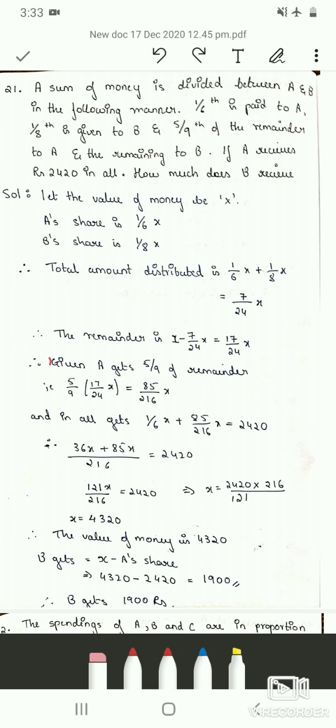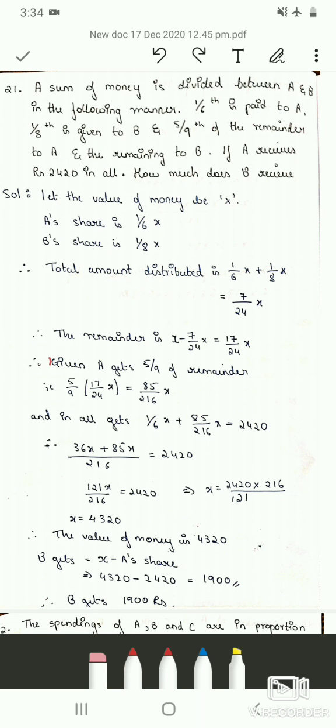So the 21st problem is, a sum of money is divided between A and B in the following manner. 1/6 is paid to A, 1/8 is given to B, and 5/9 of the remainder to A and the remaining to B. If A receives rupees 2420 in all, how much does B receive?